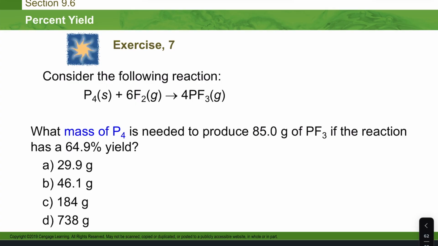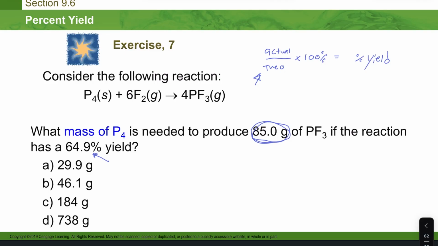Okay, so this one is a little bit different. We will need to reconstruct this percent yield. So remember that the equation is going to be actual over theoretical times 100% gives us percent yield. We need to produce 85 grams of PF3 in this reaction. And so we need our theoretical to be larger than 85.